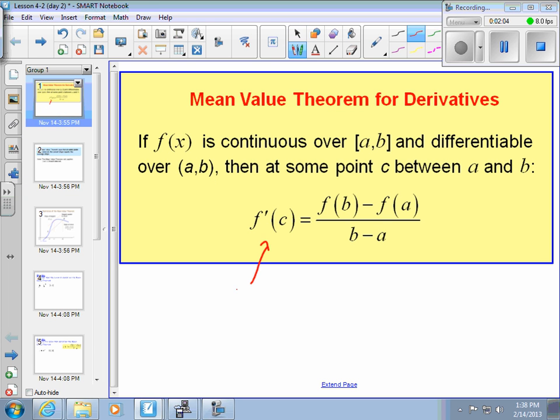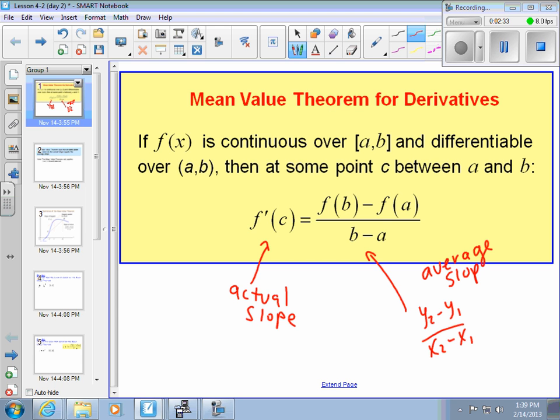This is your actual slope. Remember, the derivative finds slope. This is just function notation for the slope formula. Remember the slope formula that you've done before, y2 minus y1 over x2 minus x1. It's just a fancy way of writing the slope formula in function notation, but this is the average slope between two points. So basically this formula says, where does the actual slope equal the average slope? Let's look at it on a graph and see what it means.